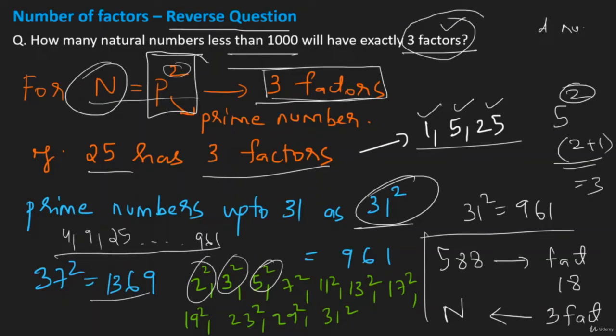Therefore, let's quickly revise. In any question, if you want to find numbers which have exactly 3 factors, then that number should be of the form any prime number to the power 2, right? For example, 25 is 5 square, or 121 is 11 square. All these numbers will have only 3 factors. All right, and we have seen that the answer to this question is primes up to 31 to the power 2. So we have over here 11 numbers. Therefore, the answer to this question is 11.